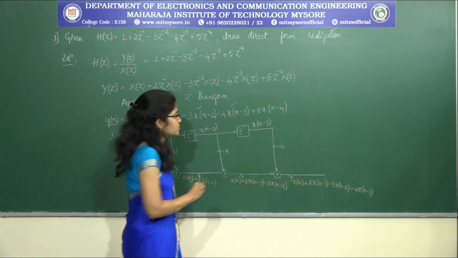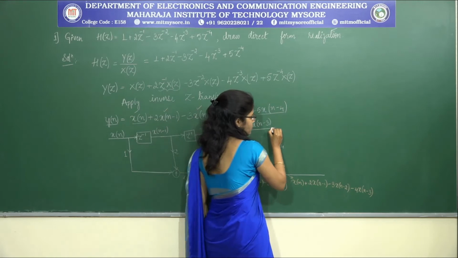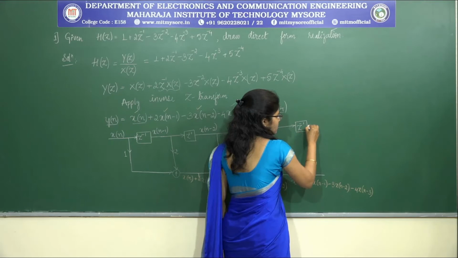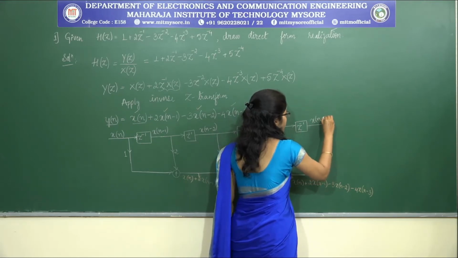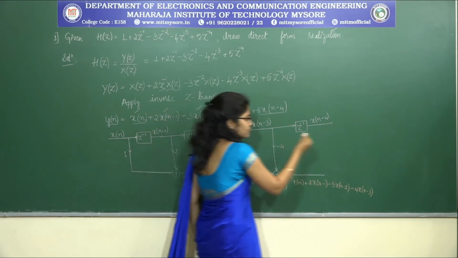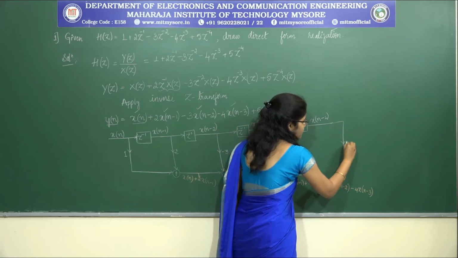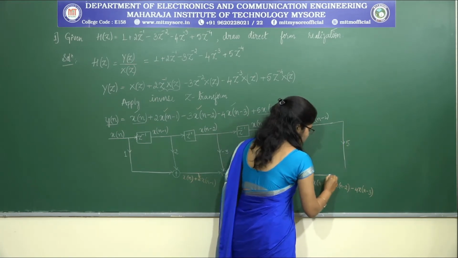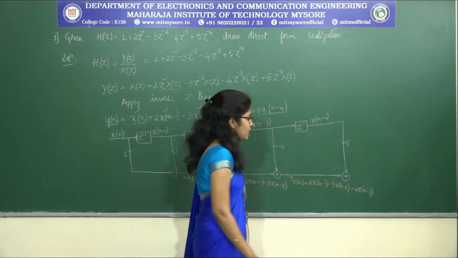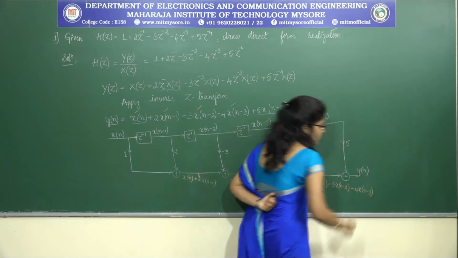So which is the last term? This one. Again this has to be delayed once. If I delay x(n minus 3) once, this gives us x(n minus 4). x(n minus 4) should be multiplied with 5, and it has to be given to a summing point, and the output of the summing point is nothing but our y(n).